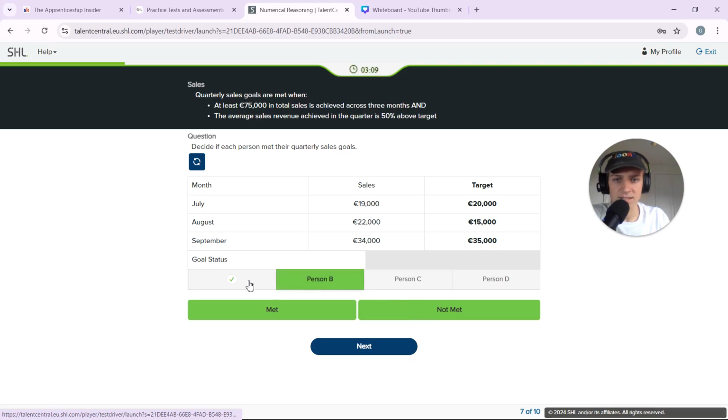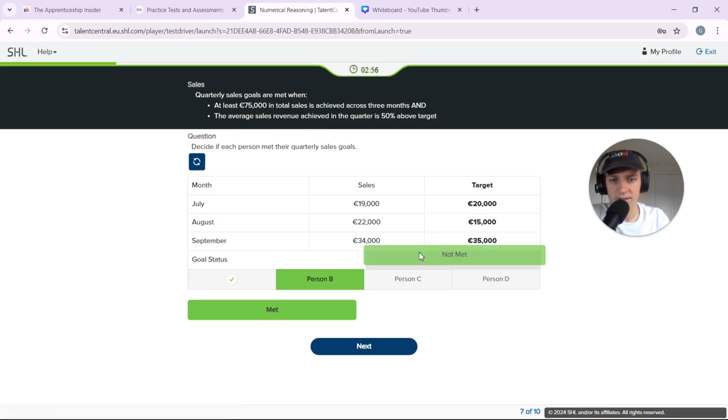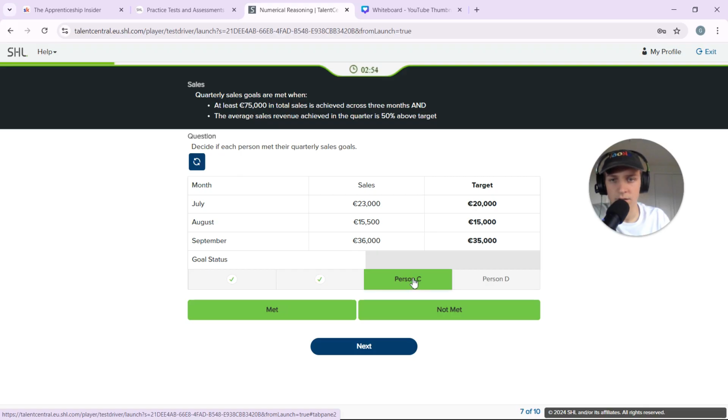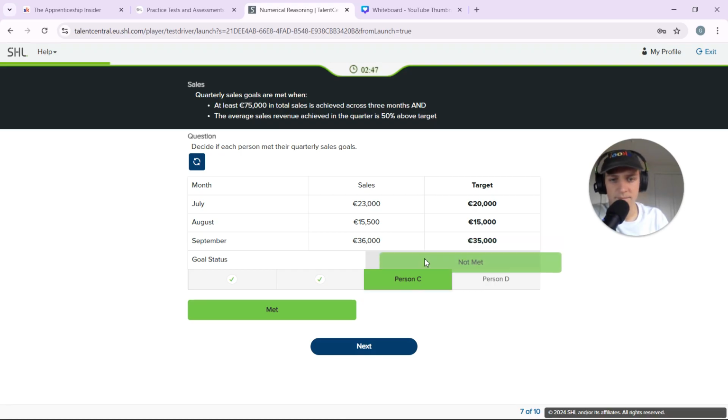Oh, hold on. Person B. Is it all the same targets? Okay, so the target is always 105 that they have to meet, so we just have to check that they've done 105. We can ignore the 75 because that's just less than 105. Either way, they have to meet 105. So 34 plus 22 plus 19 is 75, so they have not met their targets. This one, 23 plus 15 plus 36, 74, they've not met the target.